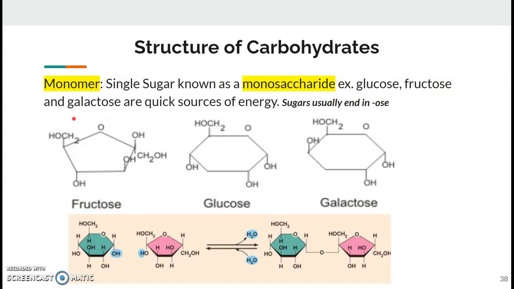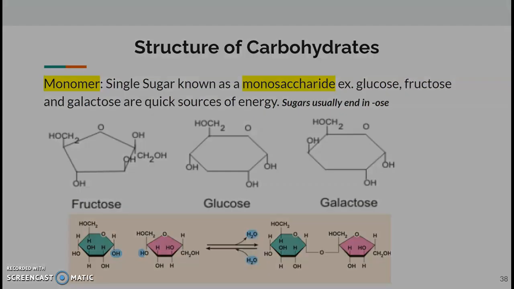So these are quick sources of energy. Sugars usually end in -ose, right? And we're not there yet, but the enzyme that goes for that sugar would end in -ase. All right, so there you go.